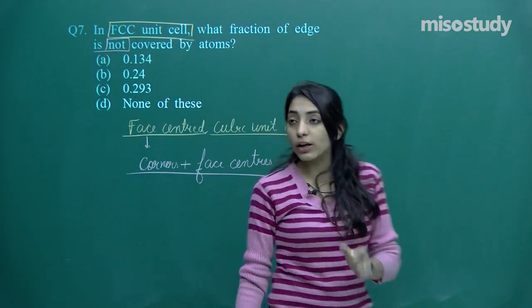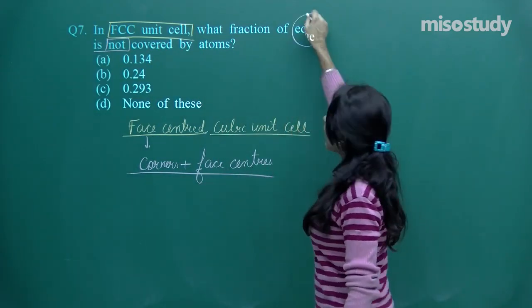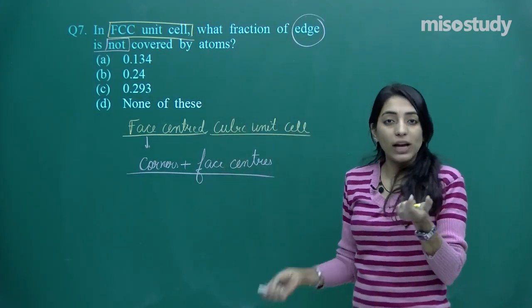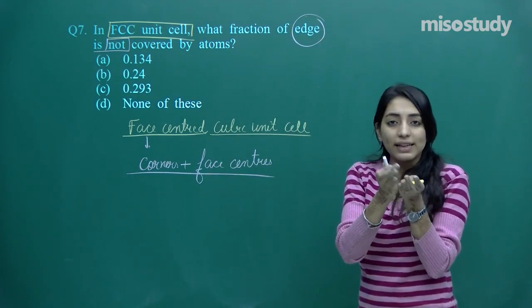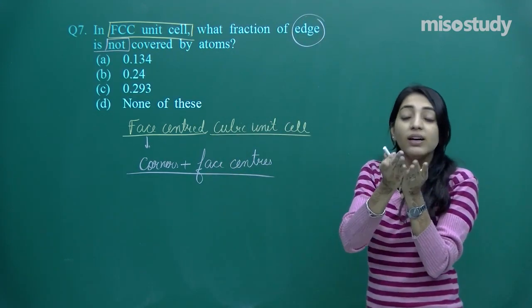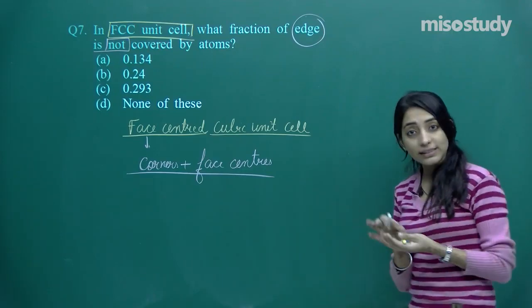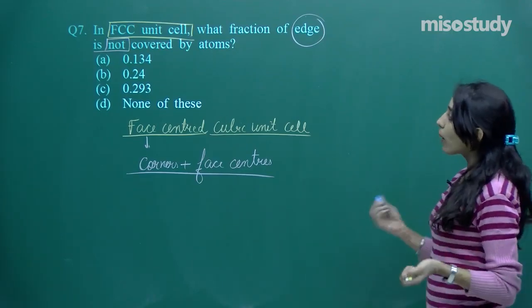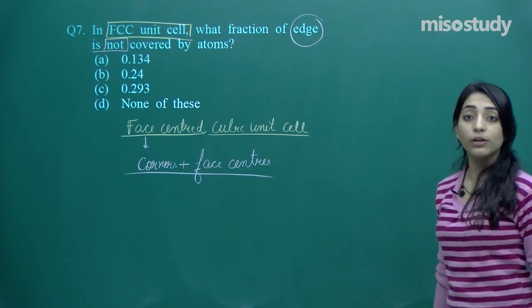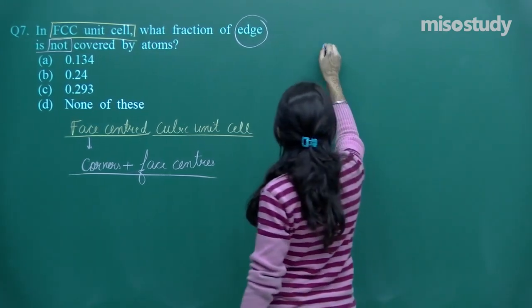He is simply talking first of all about edge. What do we mean by edge? Edge means where the two faces will intersect, right? Where two faces will intersect each other. So this intersection line is known as edge. And my question is, what fraction of edge is not covered by the atoms?